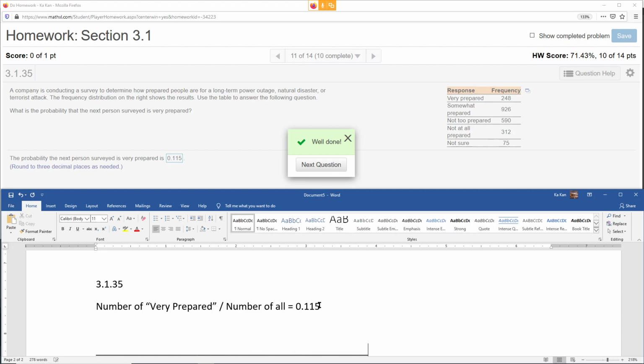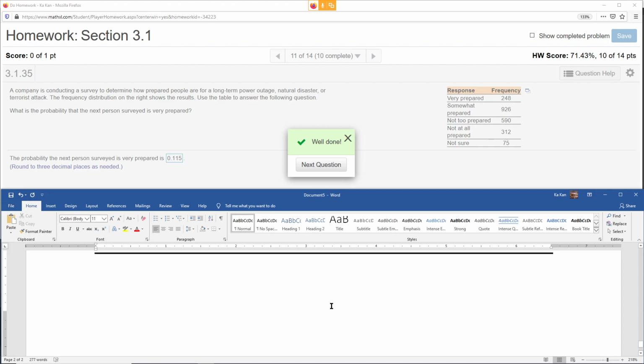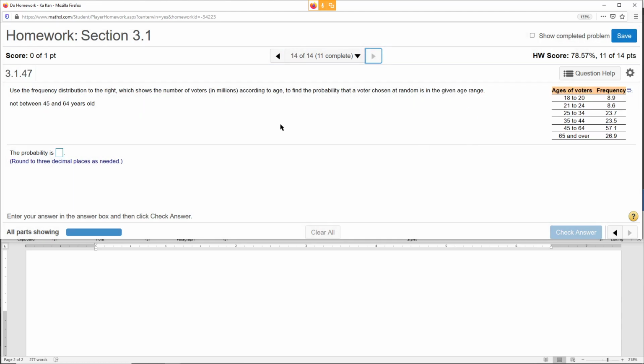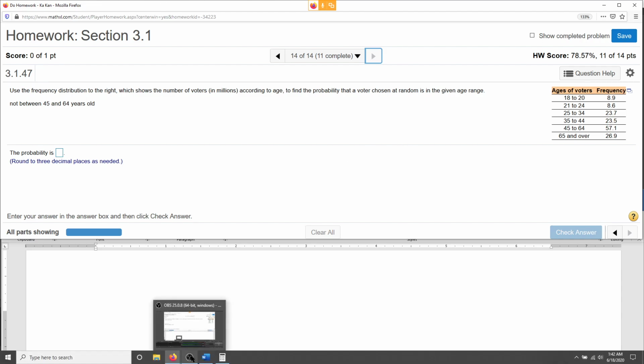You just have to be able to read the chart and understand what they're trying to tell you. So number 12 here, it's the same thing. The probability of a folder chosen at random being between 18 and 20 is 5.5 out of the total. So I think you got it. Just go ahead and add them up and divide. Just remember 5.9 goes first in your calculator. This is also the same question. The frequency is a little bit different, but same thing. So this should not trouble you anymore. So that is the end of session 3.1. Thank you for your attention.